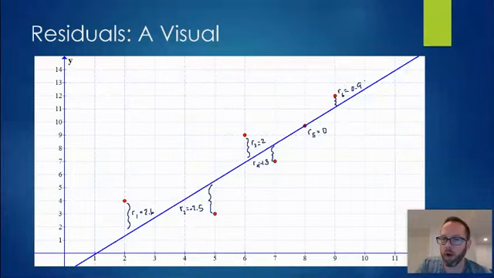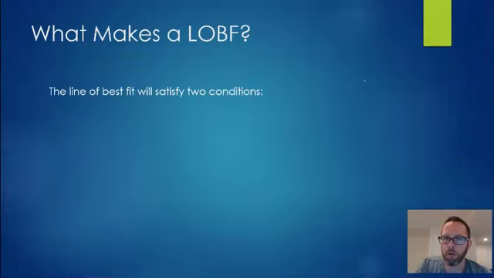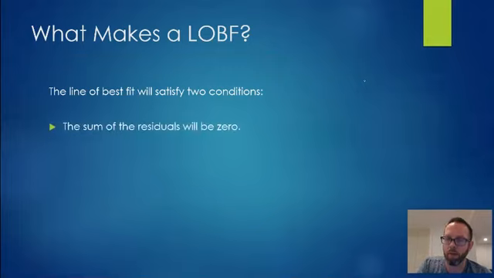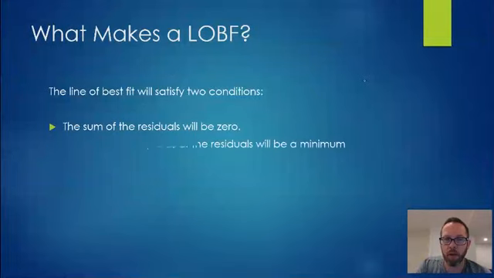So how do residuals help you get a line of best fit? Well, it turns out that the absolute line of best fit will satisfy 2 conditions. 1, the sum of the residuals will be 0 for a line of best fit. 2, the sum of the squares of the residuals is going to be a minimum. So what does that mean visually?